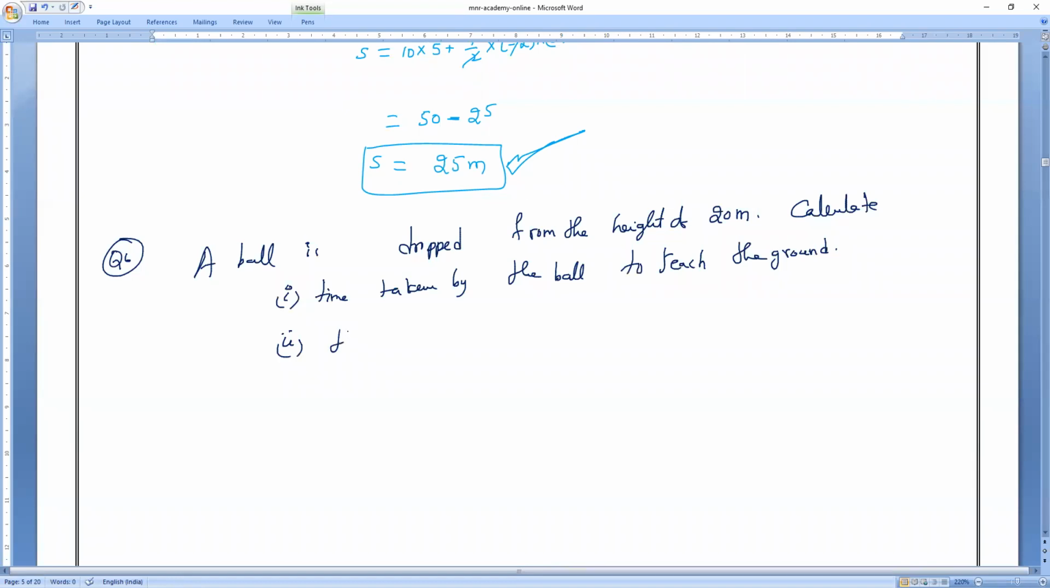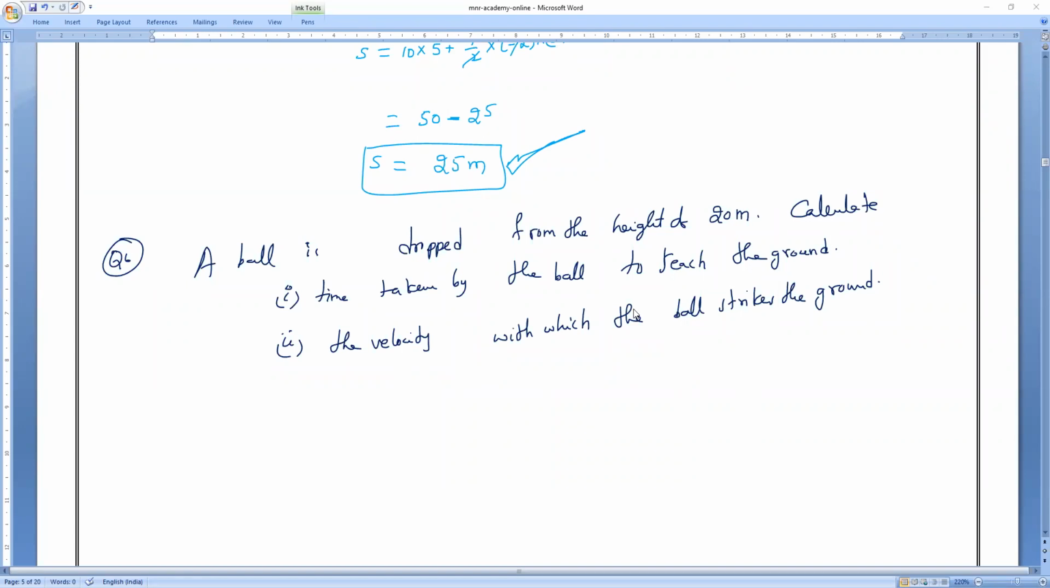And Roman number 2, the velocity with which the ball strikes the ground. The ball strikes the ground means the velocity before touching the ground. Yes or no? After touching, what is the velocity? After touching the ground, zero. Yes, zero.